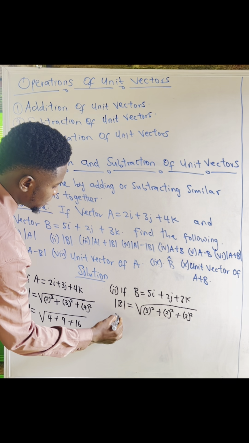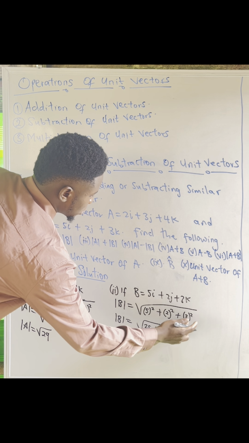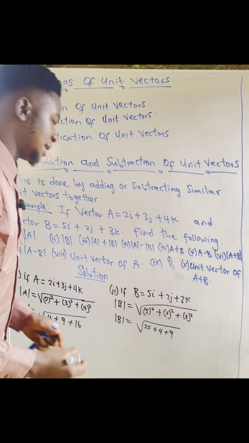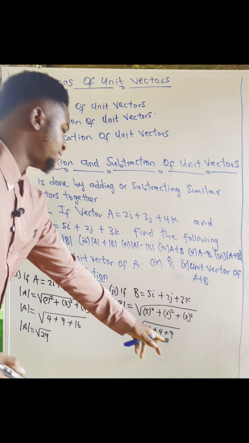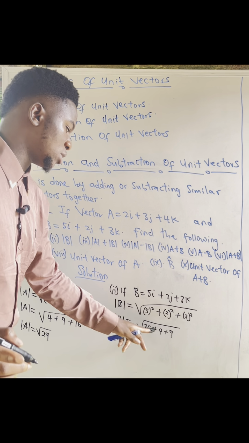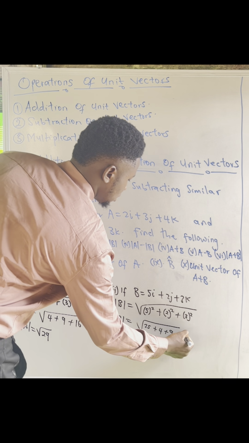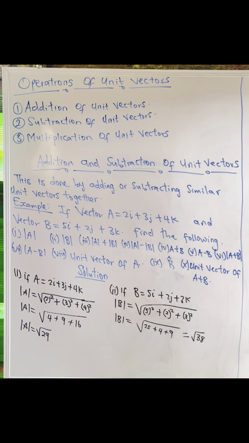So the magnitude of B would then be, what is 5 squared? 25. Plus 2 squared, 4. Plus 3 squared, 9. So 25 plus 9, sorry, 25 plus 9 is 34. 34 plus 4 is what? 38. So the magnitude of B is root 38. So that is that about that, guys.